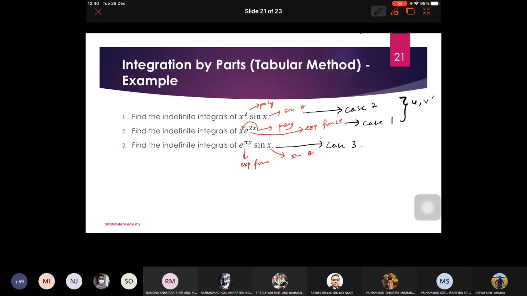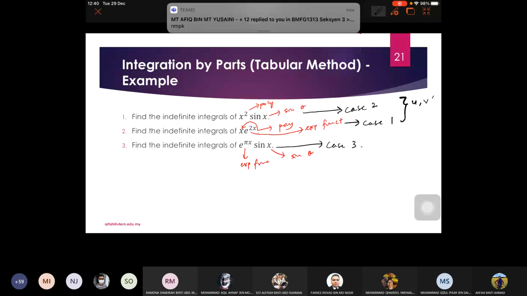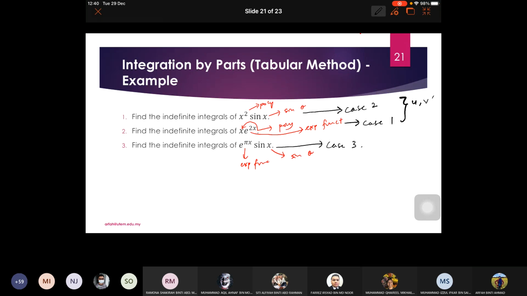Nampak. Okay. So, in this case awak ada case 1, case 2 dan juga case 3. The first one is case 2, the second one is case 1 and the third one is case 3. We have exponential function and sine function, then the polynomial function and exponential function for case 1, and the polynomial function and sine function for case 2. So untuk case 1 dan case 2 tu kena aware which one will be your U and which one is your V.